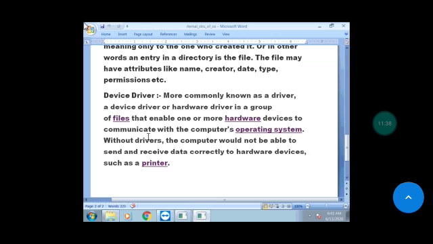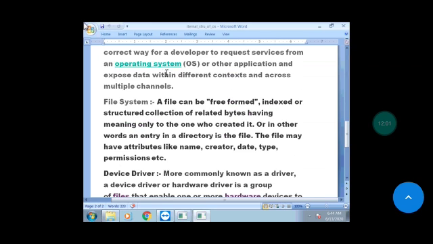I am giving one example of printer. You don't think that when I purchase the printer, I will connect it to my PC and it will work. No, my dear. Your printer should be driven by someone. Who is that? Device driver. So first of all, you have to install the printer software. And once it is installed, then OS will know how to drive your printer.